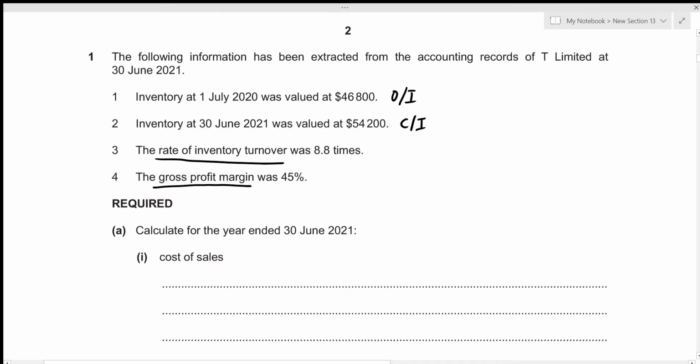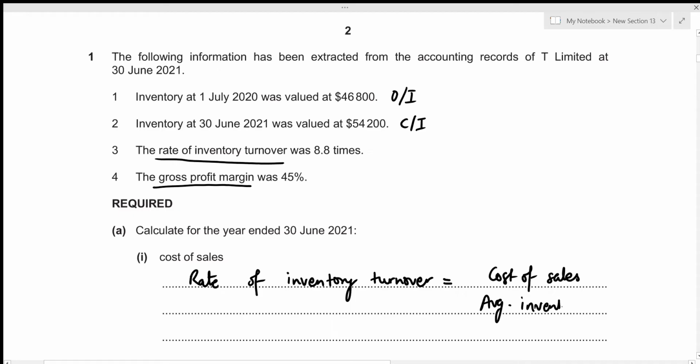So by looking at the given information, what we can deduce is that we will have to find the cost of sales with the help of rate of inventory turnover. So let's just first write the formula for rate of inventory turnover. So rate of inventory turnover is just going to be the cost of sales divided by the average inventory. Now, we need to figure out the cost of sales, right? We already have the rate of inventory to be 8.8 times. Now, what we need to figure out is the average inventory. So let's just find that first.